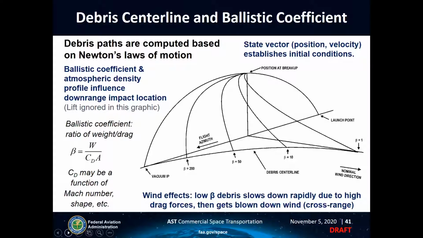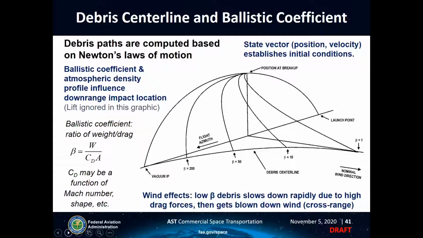So from there, we're going to have debris, and the debris paths then are computed based on Newton's laws of motion. And we have an ideal and hypothetical case where we have no drag, no atmosphere, for example. Maybe you're launching from the moon. But the debris would then fall at this point marked by the vacuum impact point. So very high ballistic coefficient debris is going to land close to that vacuum impact point.